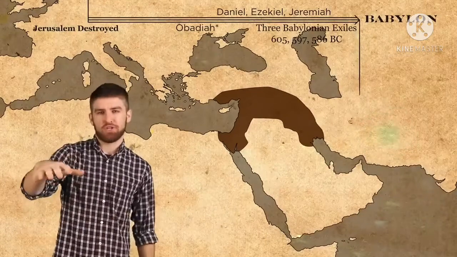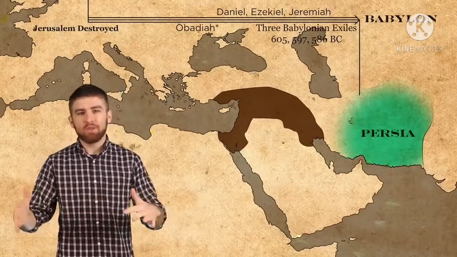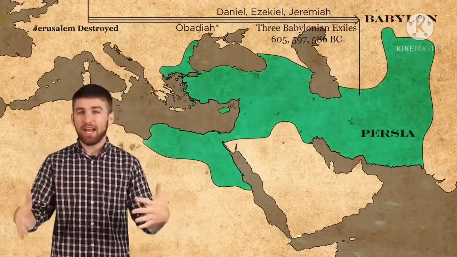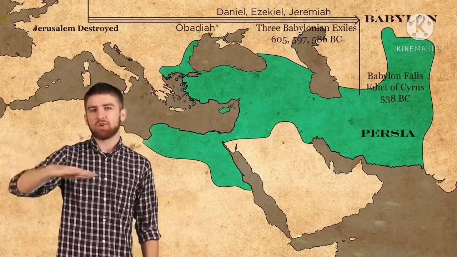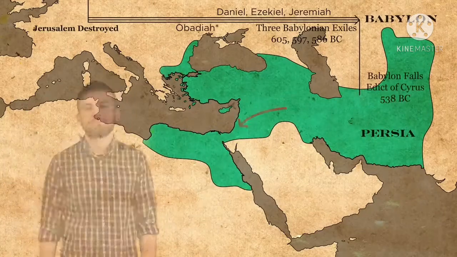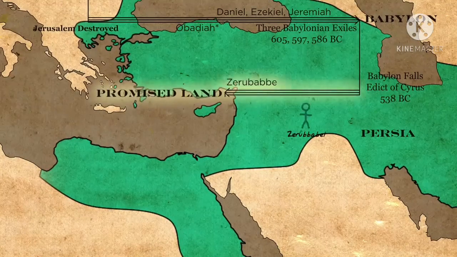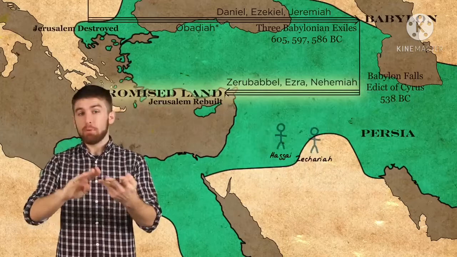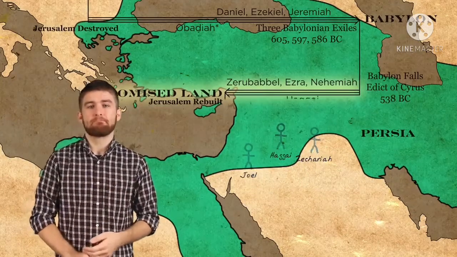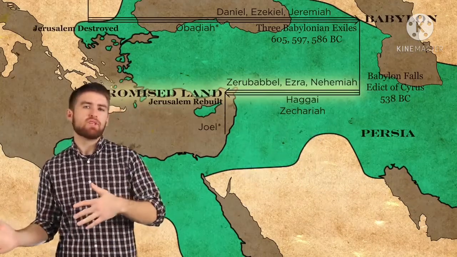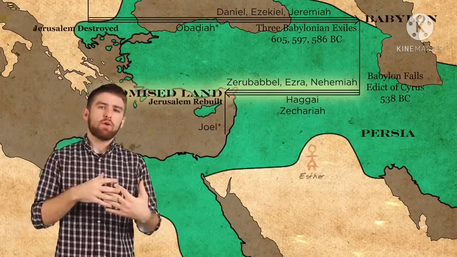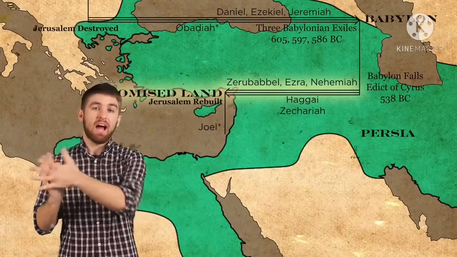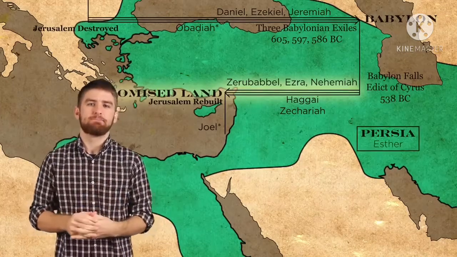Then in came Persia. The Persians conquered the Babylonians and all of their land, and in 538 BC, King Cyrus made a decree that all of the Jews could go back home. In 3 waves led by Zerubbabel, Ezra, and Nehemiah respectively, the Jews went back into Israel and rebuilt Jerusalem and the temple. Haggai, Zechariah, and probably Joel prophesied during this time. Now we know that some of the Jews didn't return home because the story of Esther takes place in Persia after the 3 waves of returning exiles.